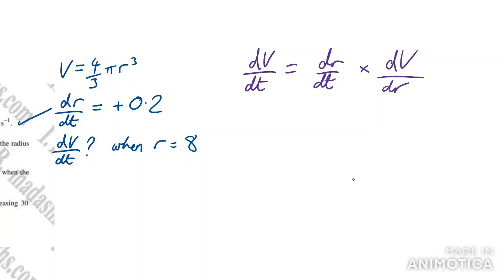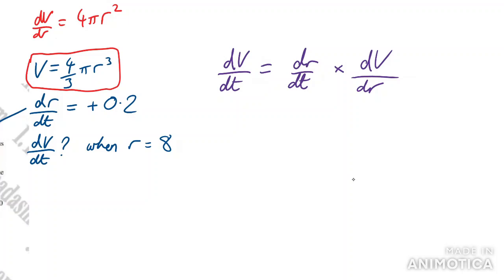Well, because we've written down stuff earlier, it's very simple. We've got V here, so if we simply differentiate this with respect to r, we get that dV/dr is equal to 4 pi r squared. And so subbing that in, we know that dr/dt is 0.2, and so dV/dt is just going to be 0.2 times 4 pi r squared. And so when r equals 8, this is going to be equal to 256 times 0.2, which gives us 51.2 pi. And that's it.